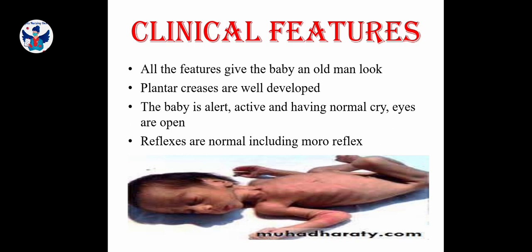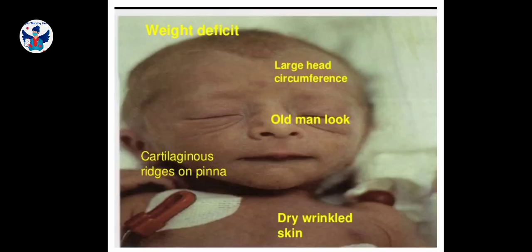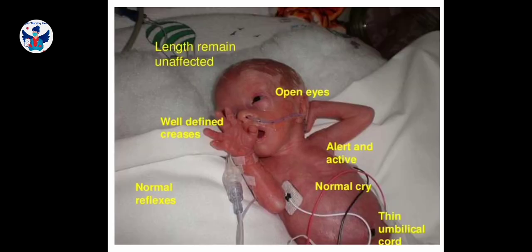Next, plantar creases are well developed, and the baby is alert, active, and has a normal cry, and the eyes will be open. Reflexes are normal, even the baby will be having moro reflex. In this picture, you can see the weight deficit, then large head circumference, then old man look, cartilaginous ridges on pinna, dry wrinkled skin. Ear length remains unaffected, then eyes are open, well defined creases, normal reflexes, then the baby is alert and active, normal cry, thin umbilical cord.